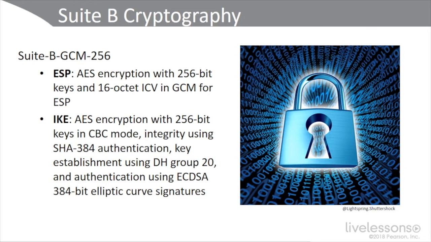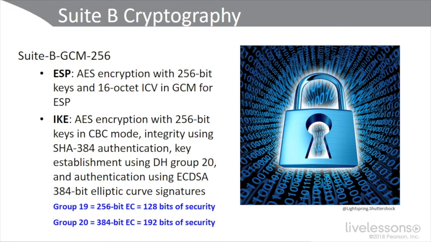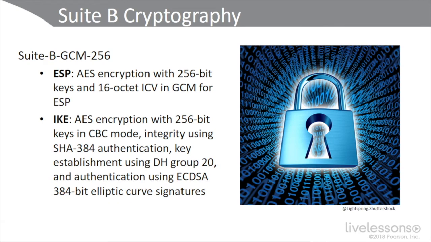For IKE, it'll use AES 256 in CBC mode, integrity with a SHA-384 HMAC, key establishment using Diffie-Hellman group 20, and authentication using elliptic curve DSA 384-bit elliptic curve signatures. So obviously you have to make sure that all of your participants in this site-to-site VPN or remote access VPN can support Suite B cryptography, and it may involve a hardware or firmware upgrade.